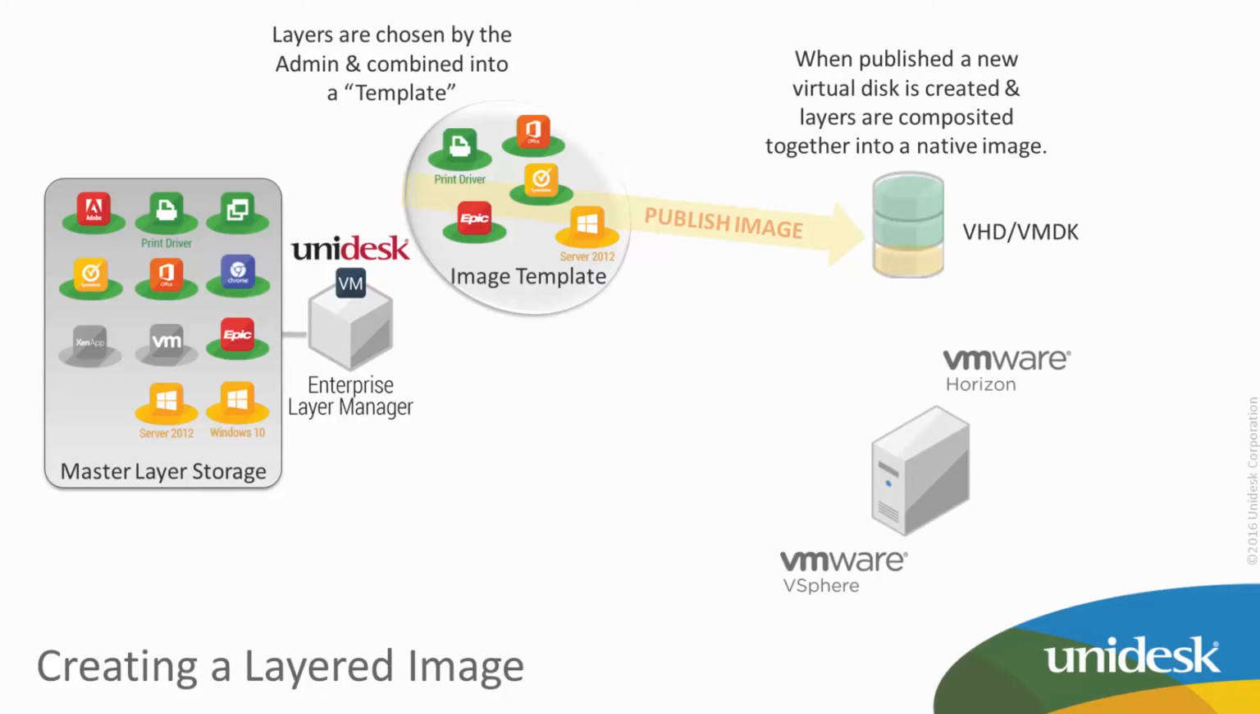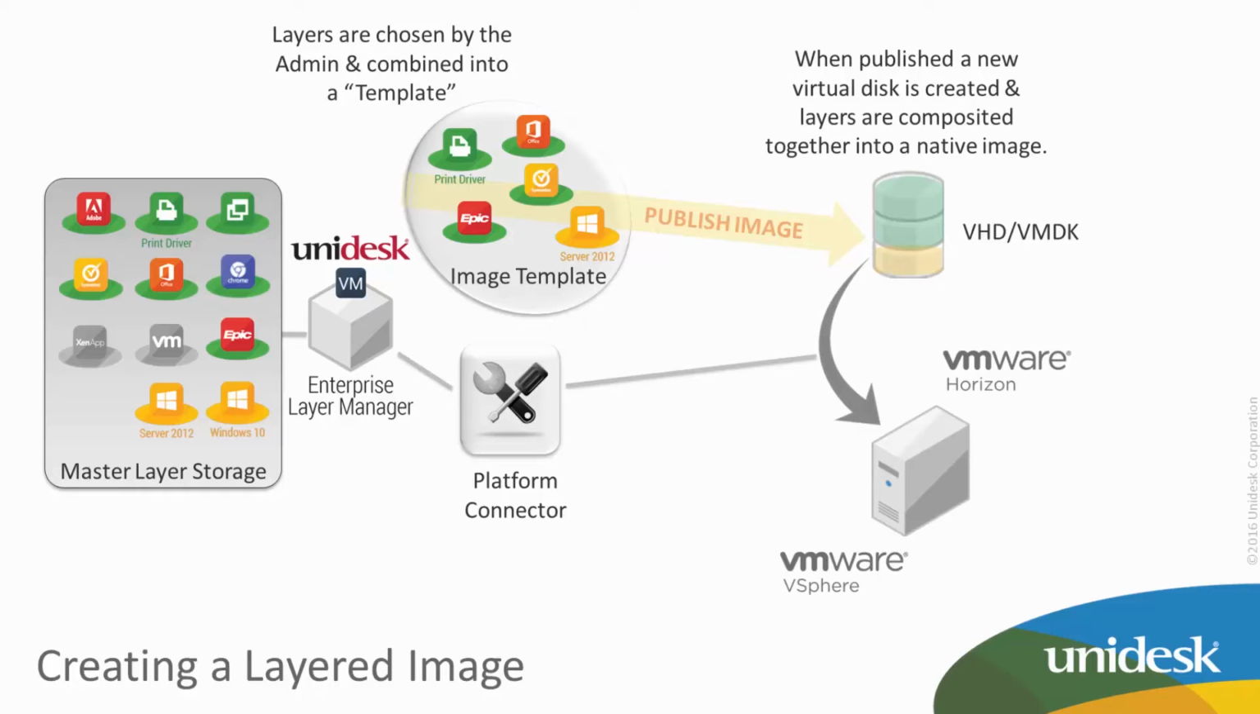This image is a standard native VMDK, VHD, depending on which underlying hypervisor you're using, and has native performance and no layering overhead, even though it contains layers. From that point, Unidesk has a concept called a platform connector. This is a small piece of software that allows us to communicate with different types of underlying platforms. This platform connector will then take that image and move it into the targeted deployment system.